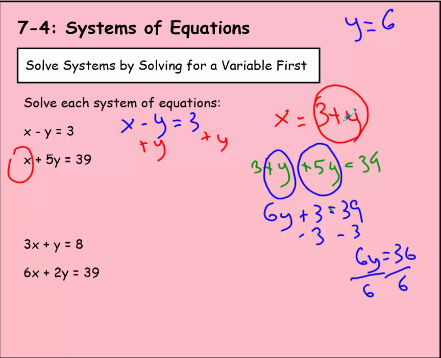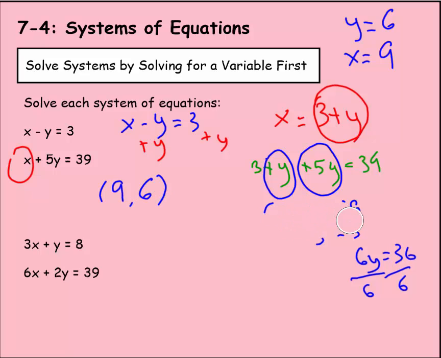or the equation that I wrote over here. X equals 3 plus y. X equals 3 plus 6. 3 plus 6 equals 9. So x equals 9. If we're going to write that as my coordinate point, this would be 9 and 6.